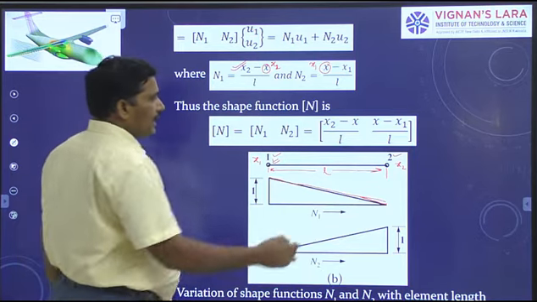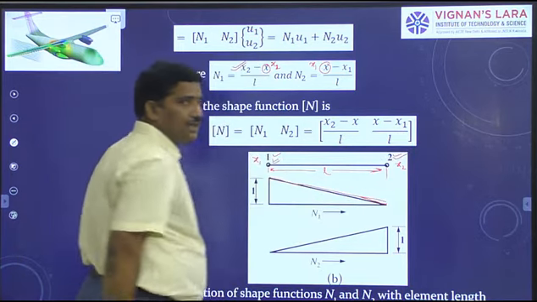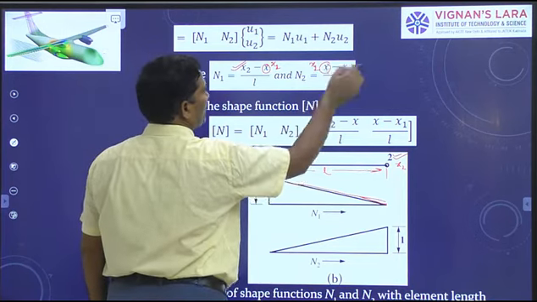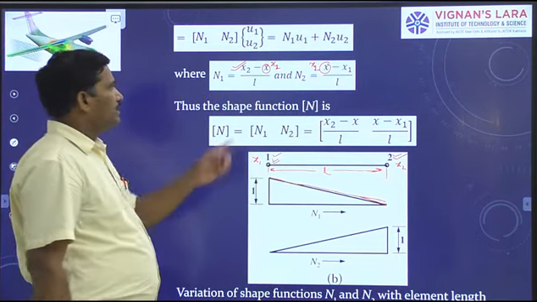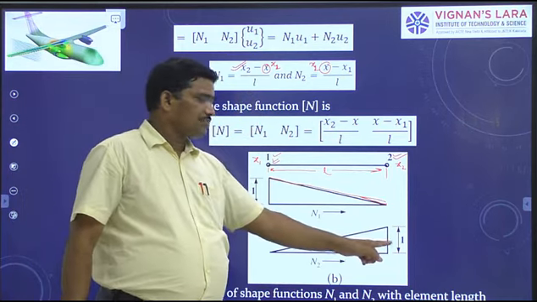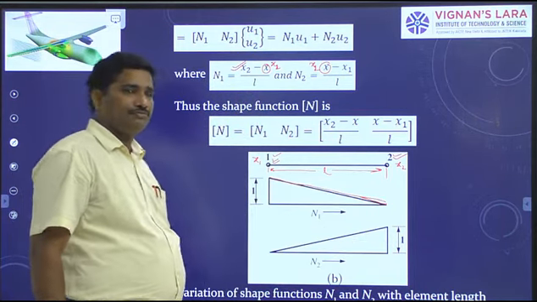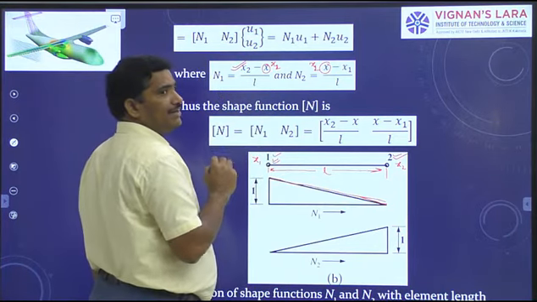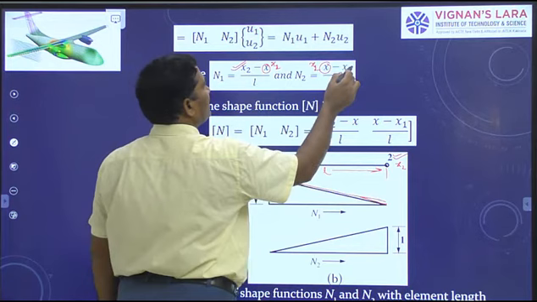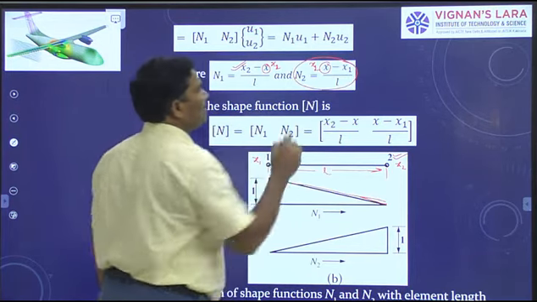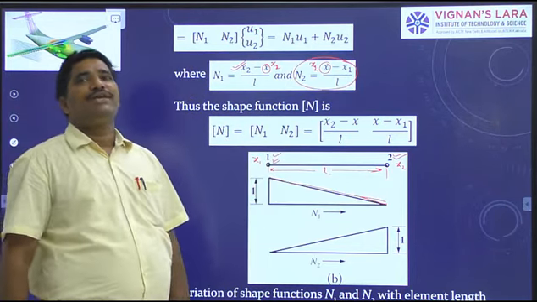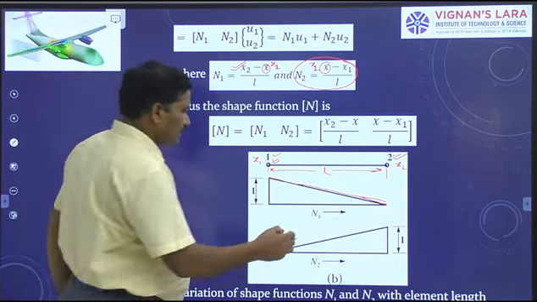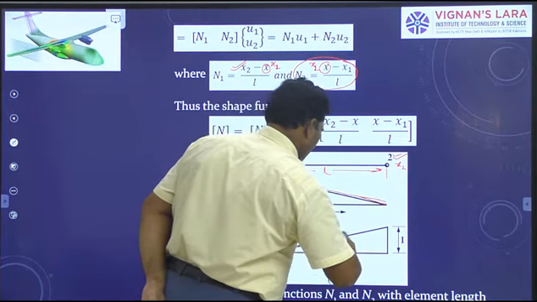Okay. Next, at node 2, that is at x equal to x2, x2 minus x1 equals L. Therefore, N2 equals 1 at node 2. And how does N2 vary with respect to length L? Linearly, because this represents a linear polynomial in the form of, say, y equals mx plus c. Hence you get a straight line like this.